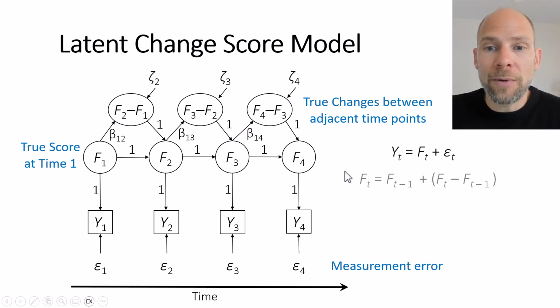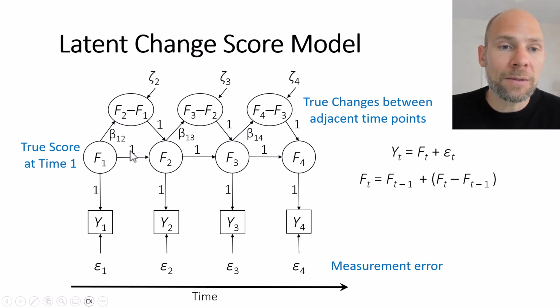And so the first equation here specifies that a factor at time t is a function of the previous factor, ft minus 1, plus change, ft minus ft minus 1. And that's reflected in these paths here that are fixed to 1. So that's this model where it says f2 is equal to f1 plus 1 times f2 minus f1. So there are these implicit coefficients of 1 here before ft minus 1 and before the change score factor, which are not shown here. And that's why these are fixed to 1. And so that's the case for each of these, for f2, f3, and f4. They're always a function of the previous factor plus change.